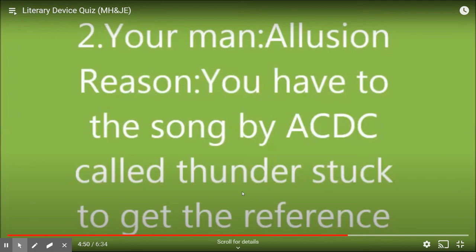Okay, so in this song, the artist uses allusion. He's referring to AC/DC, so you have to know the song by AC/DC called Thunderstruck to get the reference. So he's referring to another musical artist.